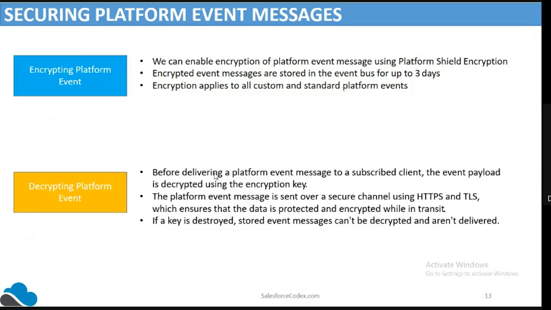The platform event message is sent over a secure channel using HTTPS and TLS for the transmission, which ensures that the data is protected and encrypted while in transit. So while the data is being transmitted in the event bus, that event message is secured using HTTPS and TLS. If the key is destroyed: when we are encrypting platform events, a key is generated for our org. If that key is destroyed, we cannot retrieve the stored event messages that were published. We need the key to decrypt our messages. Once you lose or destroy that key, you will probably not be able to get the event messages.